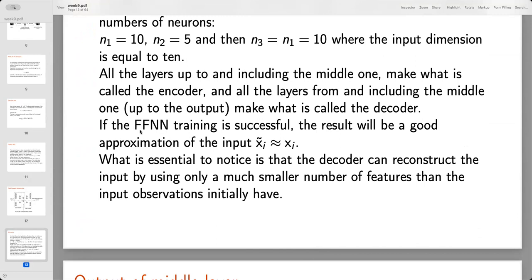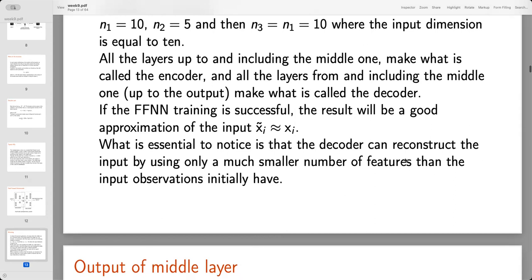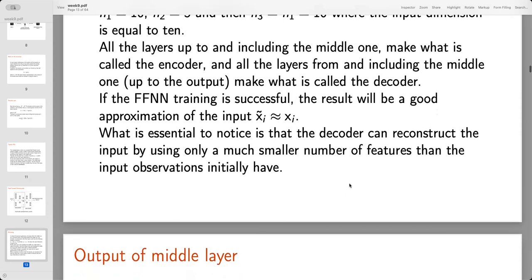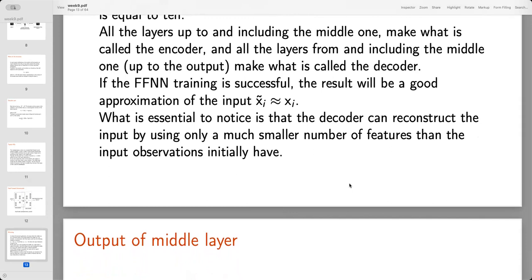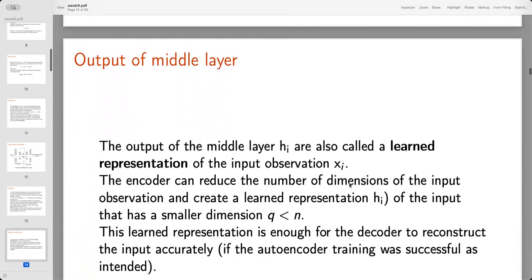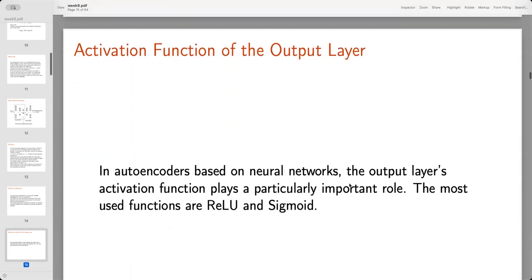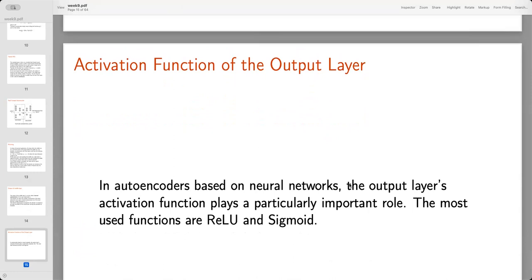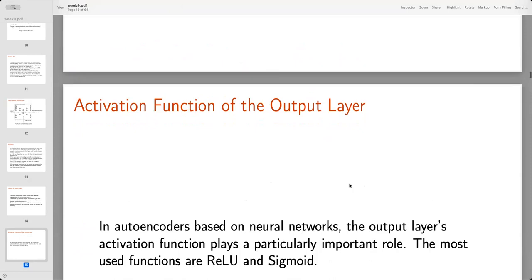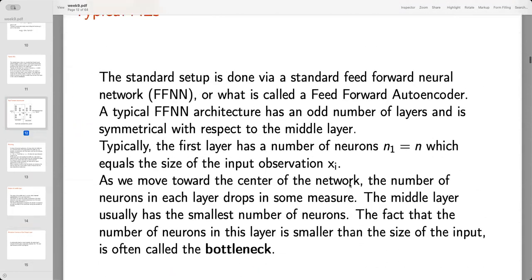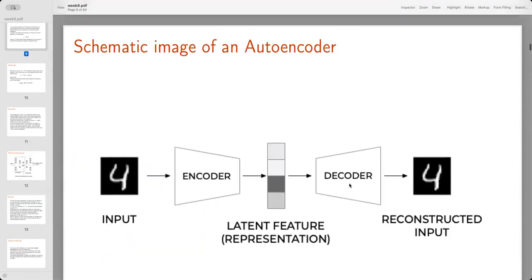And if the feed-forward autoencoder is successful, then you will have a good approximation. What is essential to notice is that the decoder can reconstruct the input by using only a much smaller number of features than the input observations initially have. That is the hope. So I'm going to skip some of these typical activation functions which are used. So keep in mind now, if you go back to this drawing here, if we take the general one, which we had here.